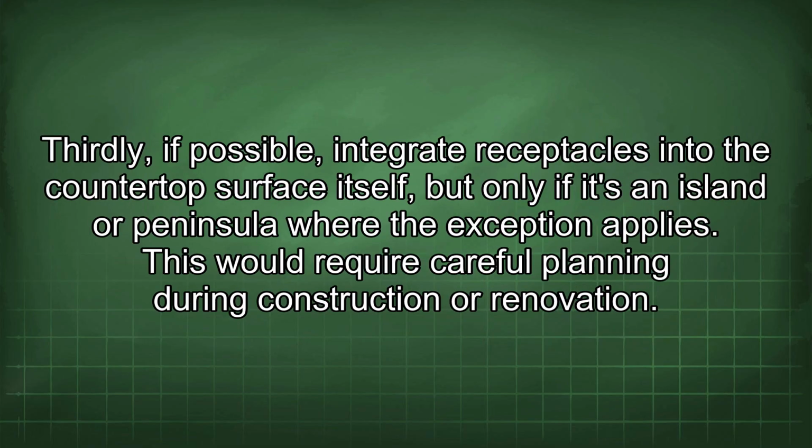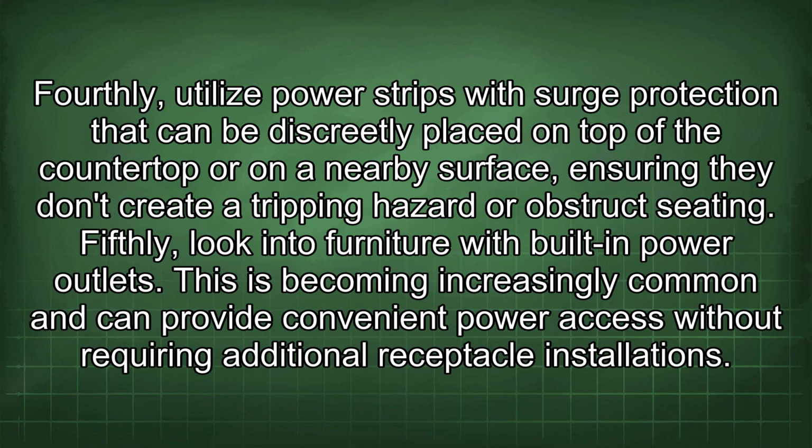Thirdly, if possible, integrate receptacles into the countertop surface itself, but only if it's an island or peninsula where the exception applies. This would require careful planning during construction or renovation. Fourthly, utilize power strips with surge protection that can be discreetly placed on top of the countertop or on a nearby surface, ensuring they don't create a tripping hazard or obstruct seating. Fifthly, look into furniture with built-in power outlets. This is becoming increasingly common and can provide convenient power access without requiring additional receptacle installations.